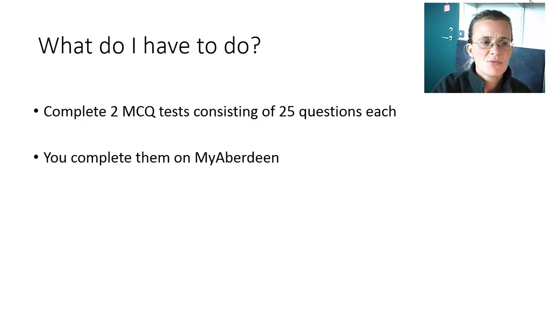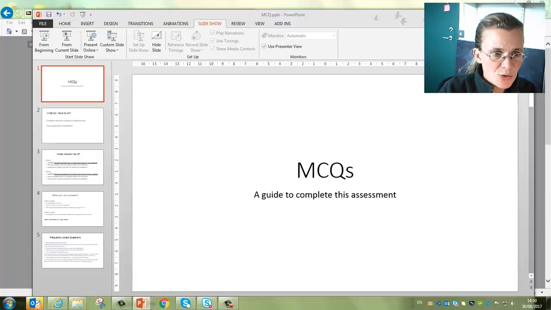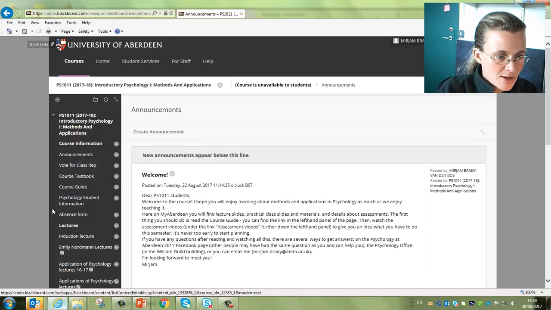So what do you have to do? Well, during the 11 weeks of term, there are 2 MCQs that you have to complete, and they consist of 25 questions each, and each question has got 4 answer alternatives from which you have to choose. And you complete these on My Aberdeen. Let me show you where you go.